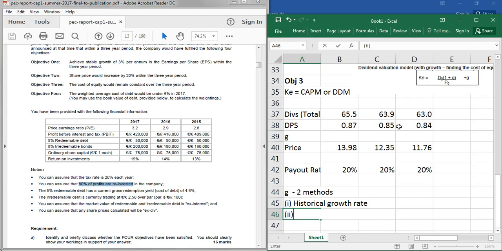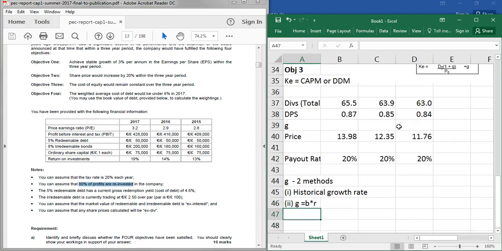Or what you could have done is G equals B times R. And that's what they're looking for here. Our G in this case is going to be the retention ratio, which is B. So B is the 0.8 times R, which is the return on investment. So when in doubt, always ask yourself, why am I told the return on investment? That's going to be used to calculate the growth rate. But again, some students might have used the historical growth rate, and that would have been acceptable as well, because you're given both opportunities.